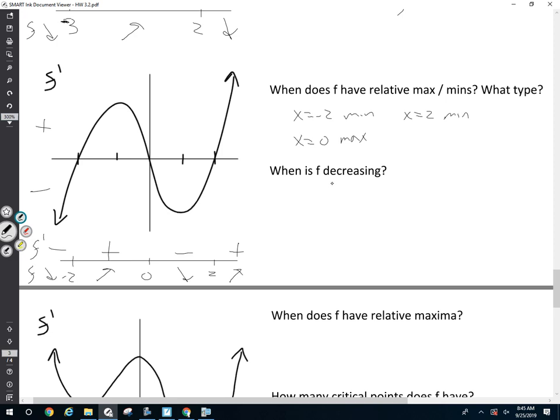When is f decreasing? F is decreasing when f prime is negative. F prime is negative when x is less than -2, and when x is between 0 and 2. Or we can say from -infinity to -2, and then from 0 to 2.